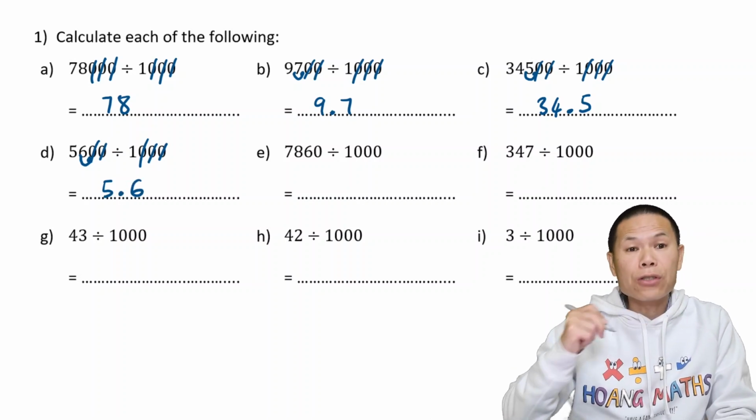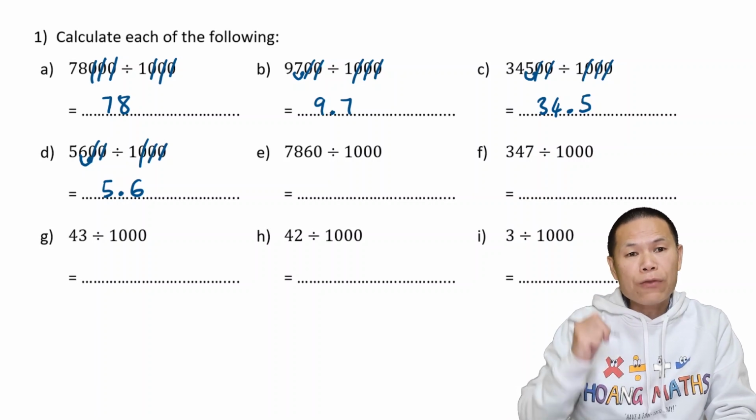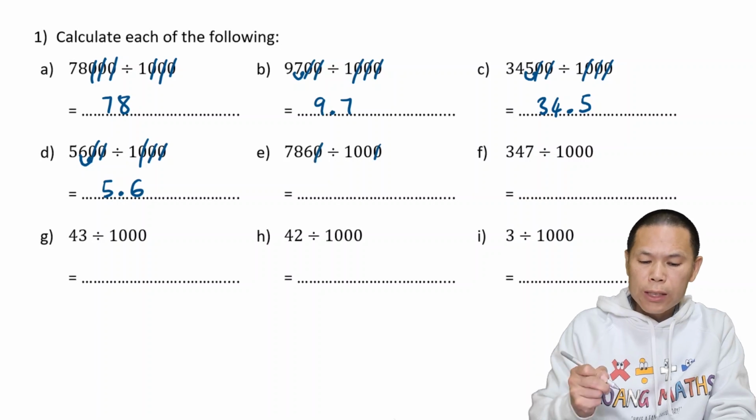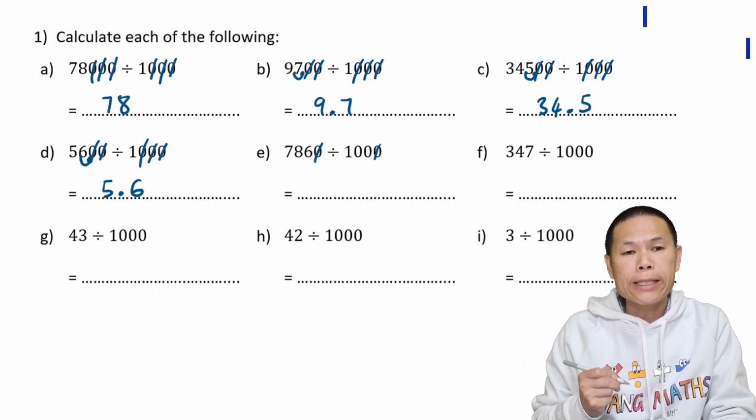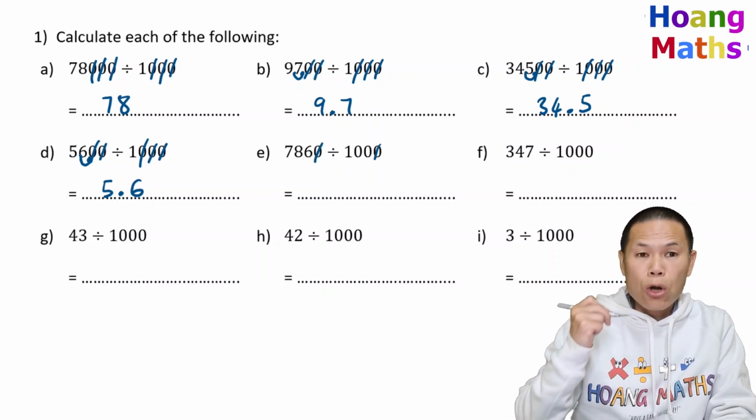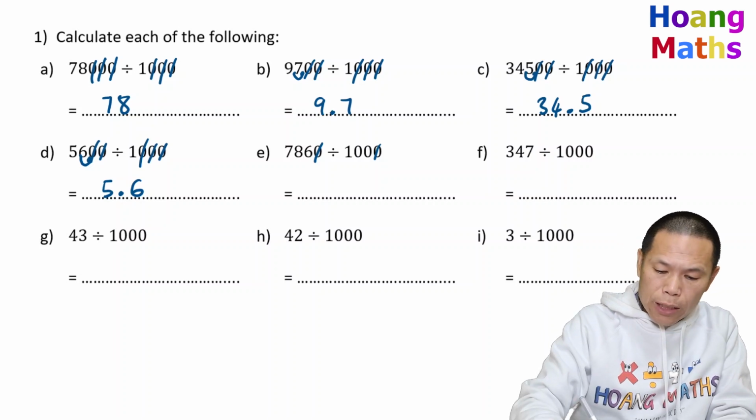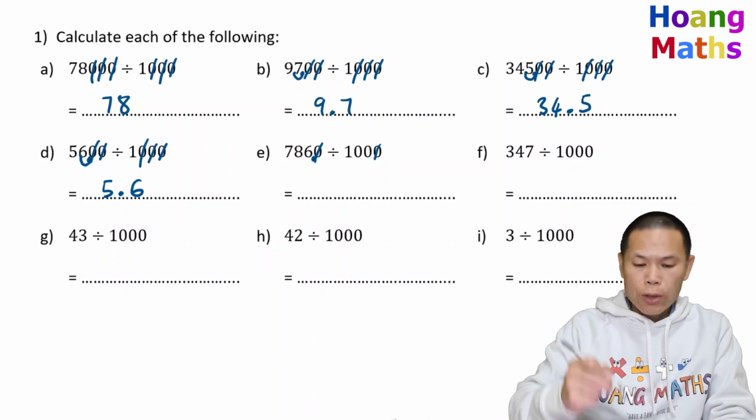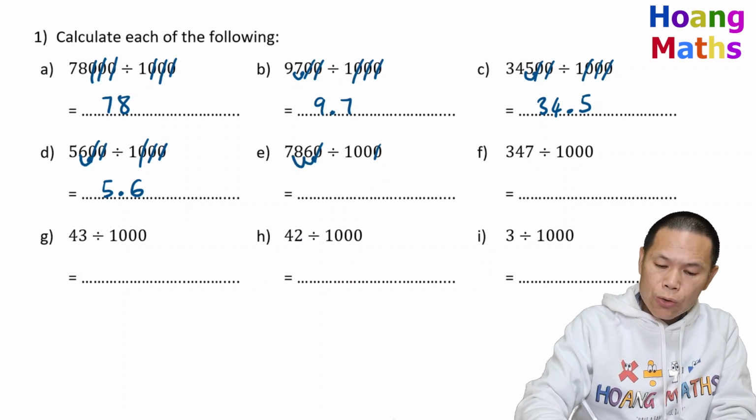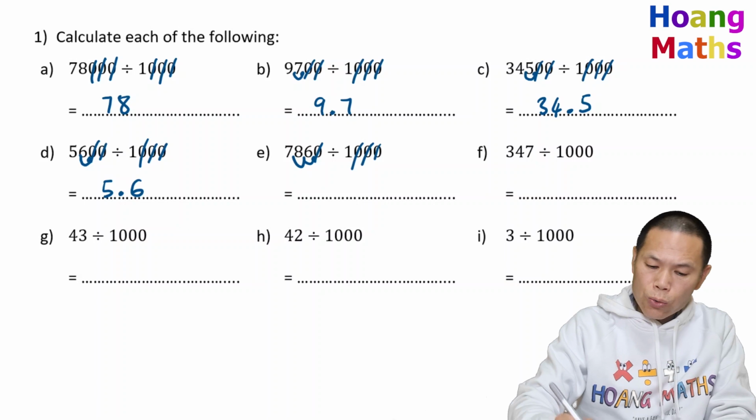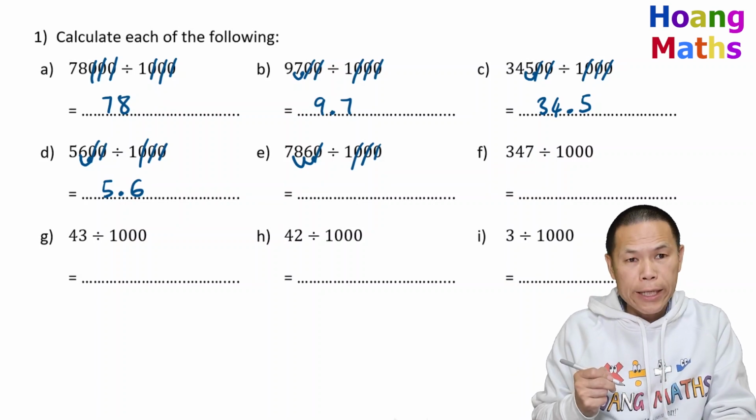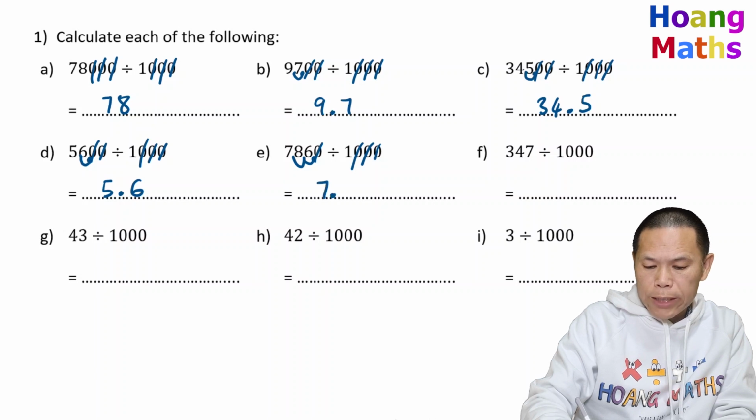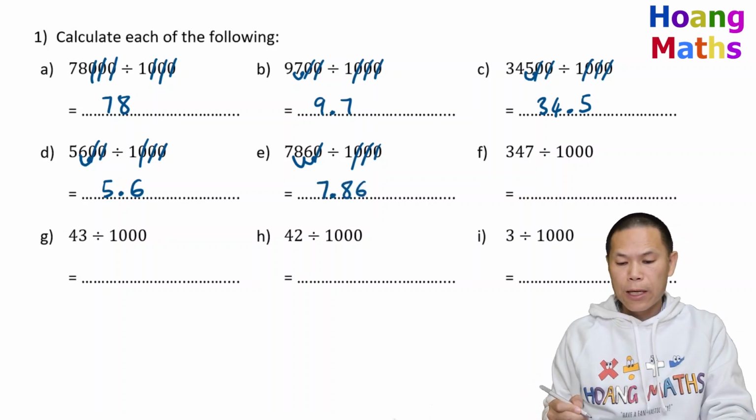We have 7,860 divided by 1,000. So I can cancel this 0 out with this. It becomes 786 divided by 100. So no decimal point. That means the decimal point is right at the back here. So what I do, I just move 1, 2, I cancel 1, 2. So it becomes 7.86 divided by 1. So the answer is 7.86. So there you go.